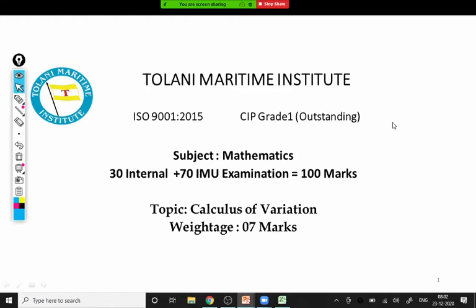So, good morning, and this is the first session of the new topic. The name of the topic is calculus of variation. The weightage of the topic is 7 marks in the final examination. It's a very small topic, hardly we require a maximum of 2 sessions to finish it. Probably half of the part we are going to finish today, and the remaining half in the next session. So that's about this topic.